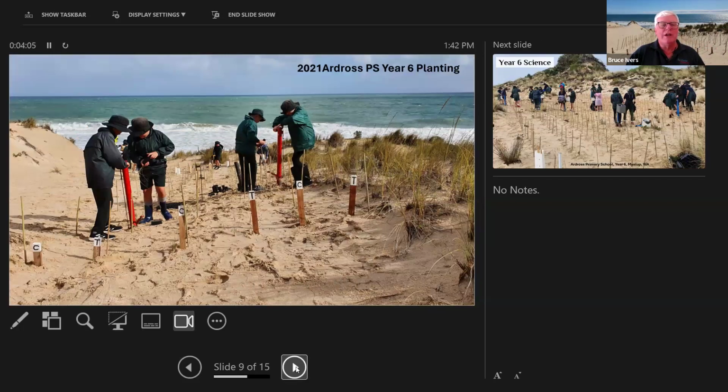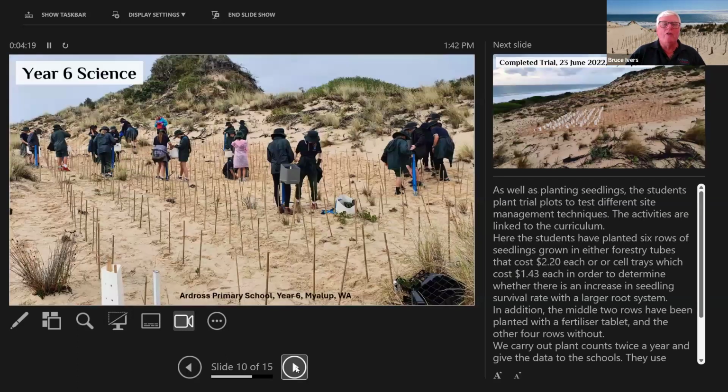The C on the little peg stands for cell tray, the T for forestry tube. So we got the kids to plant out a trial and mark each seedling as they did it. You can see them working away there. And we got excited about that. And so the next year we did the same thing, but we made it a bit bigger. And this is 2022 with the kids planting along those rows, different species.